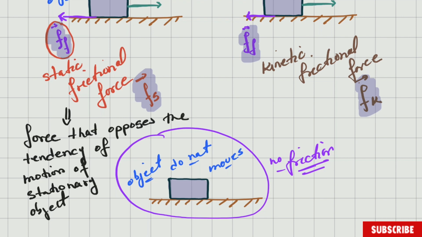Now we can say that the static frictional force is the force that opposes the tendency of motion of a stationary object. Force that opposes the tendency of motion of a stationary object. So that is what we call static frictional force. It's very important. The symbol is Fs.